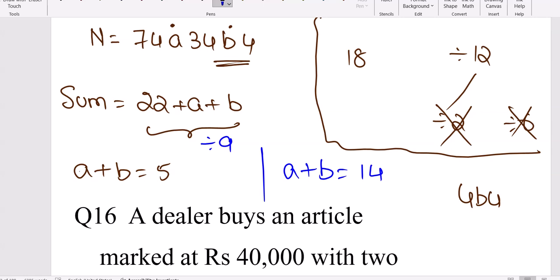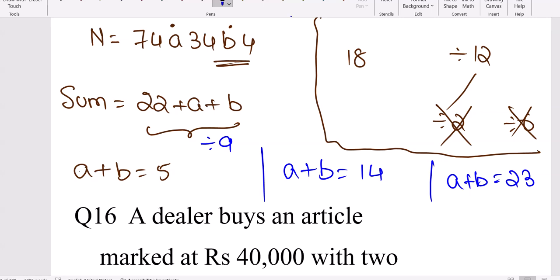One more discussion stopped in between: a plus b is 14. Some of you may argue, why can't a plus b be 23, sir? Not about options, but one thing people may claim is that a plus b is 23. But see, if a plus b is 23, 22 plus 23 is 45, divided by 9. But why did I not take a plus b as 23? A and B maximum values are 9. A can be 0 to 9, B can be 0 to 9.